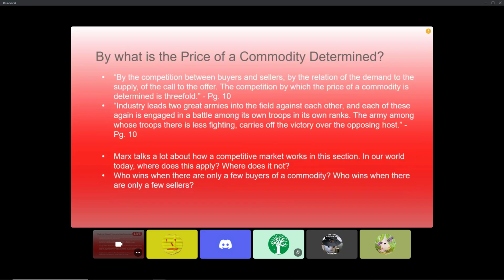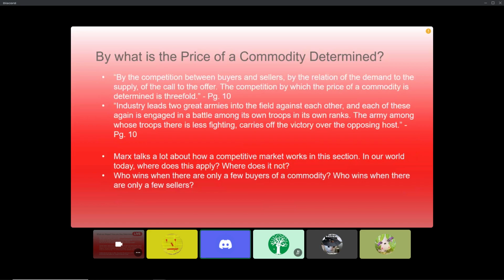So this brings us to the next section. We've established that labor power is a commodity. Well, then if we're going to ask how wages are determined, we need to know how the price of a commodity is determined. And so Marx gives us a short answer at the beginning of the chapter.